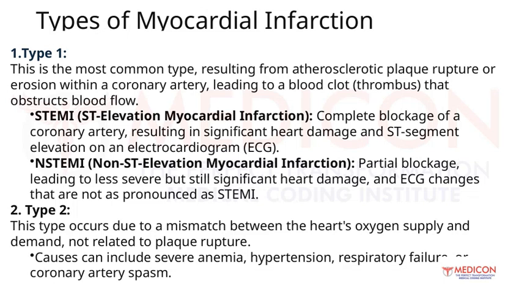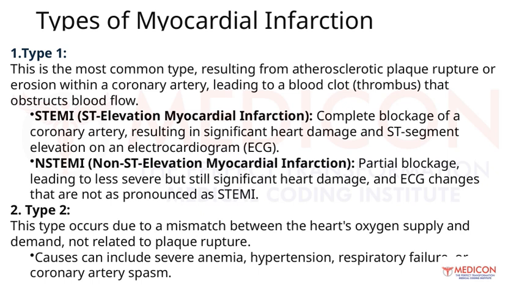All right, let's talk about the different types of myocardial infarction, starting with type 1. This is actually the most common type, and it happens when a plaque in a coronary artery ruptures or erodes. That rupture then triggers the formation of a blood clot, or thrombus, which can block blood flow to the heart muscle. Within type 1, we have two main categories to know about: STEMI and NSTEMI.